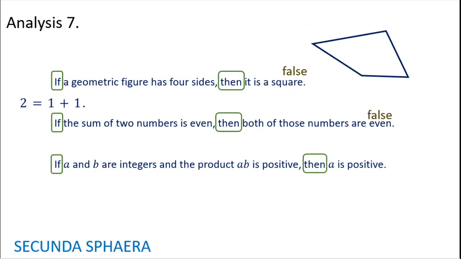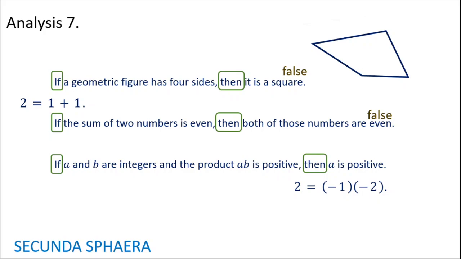And also, if A and B are integers and the product AB is positive, then A is positive. And okay, this might seem like maybe it's true. No, this is again false. Just another example, 2 is equal to negative 1 times negative 2. Just remembering the rule of signs. But yeah, that will give the answer.